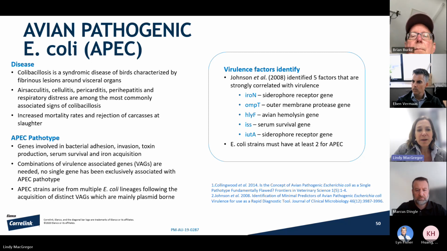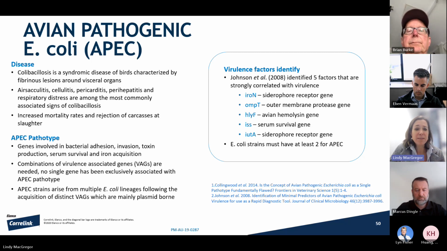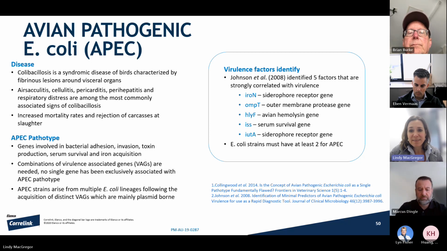Now, when we talk about pathogenic E. coli, these would be the E. coli that cause the generalized colibacillosis syndrome in birds. Obviously, fibrinous lesions around visceral organs is one of the most common disease states seen in broilers. So I'm sure you're familiar with those symptoms: airsacculitis, cellulitis, etc. So not so much a gut issue, the symptoms aren't always visible in the gut, but the bacteria originate in the gut.